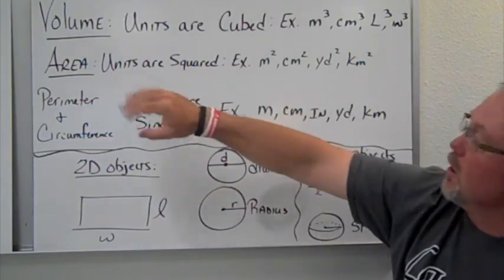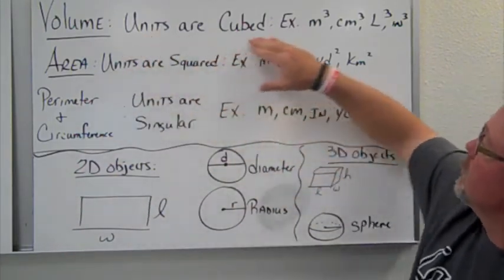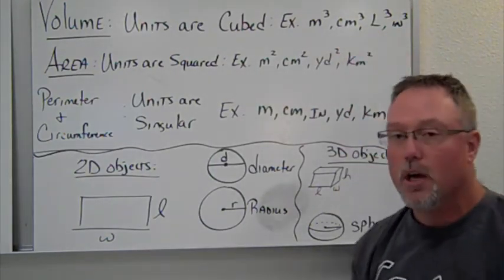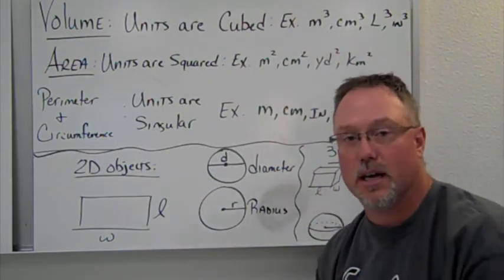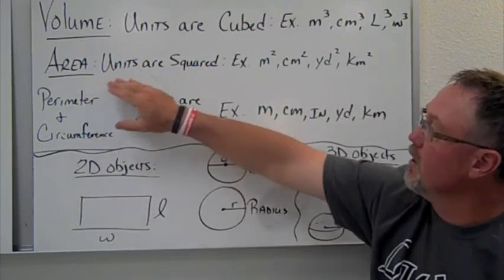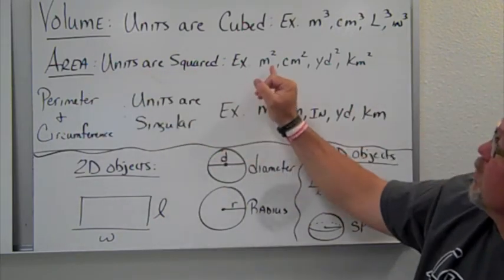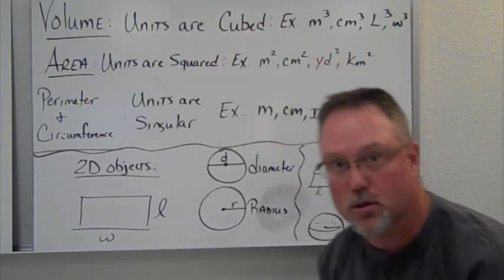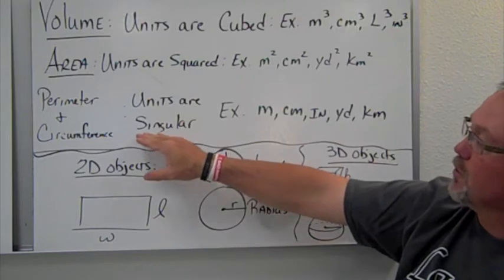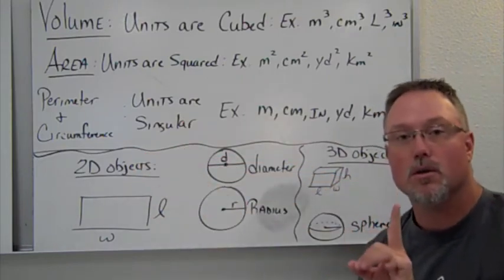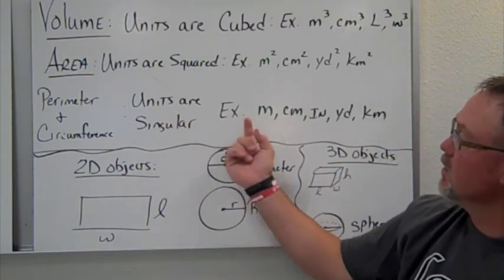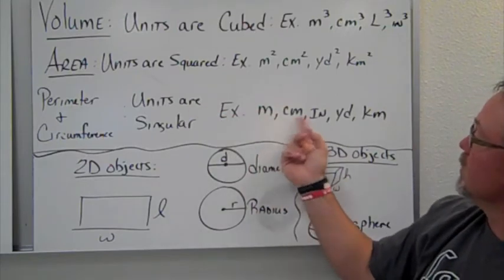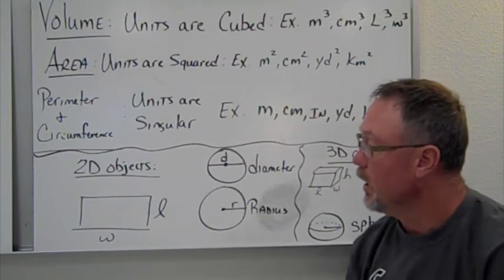So volumes. Volume, the units are cubed. So an example would be meters cubed, centimeters cubed, or liters cubed. So you're multiplying three things together for that. For area, the units are squared. So again, we're going to use the 2 in the power part because you're multiplying 2 of the units together. For perimeter and circumference, you only have one unit in the sense they're singular, or you're adding them together. In the case of perimeter, so meters, centimeters, inches, and so forth.